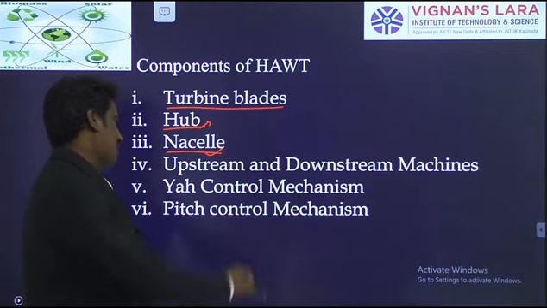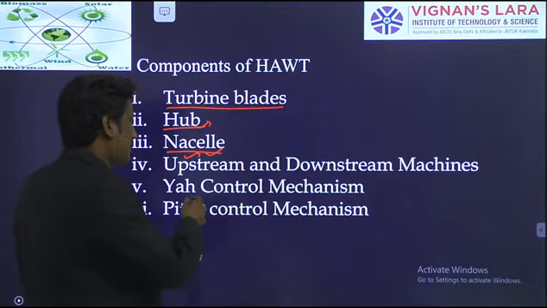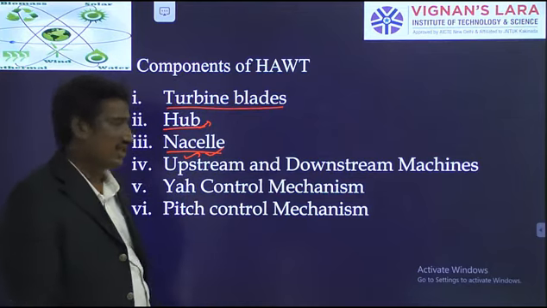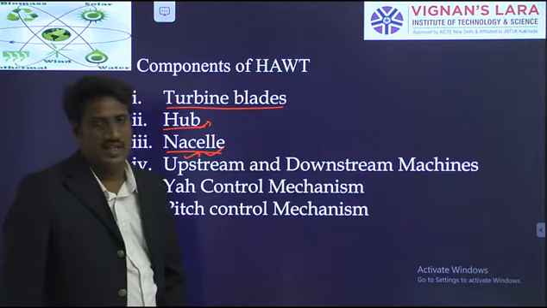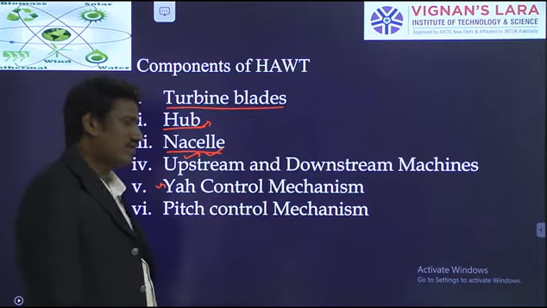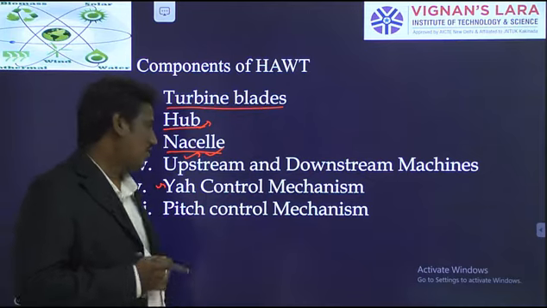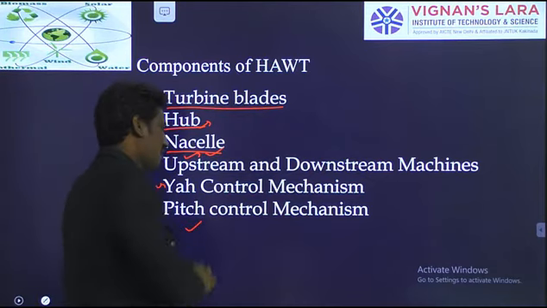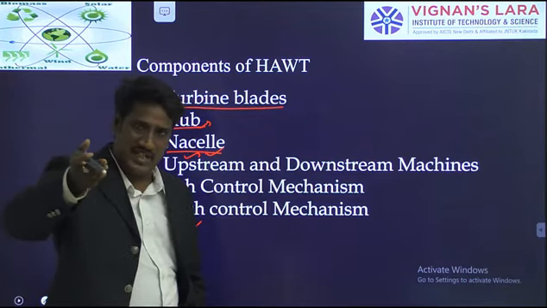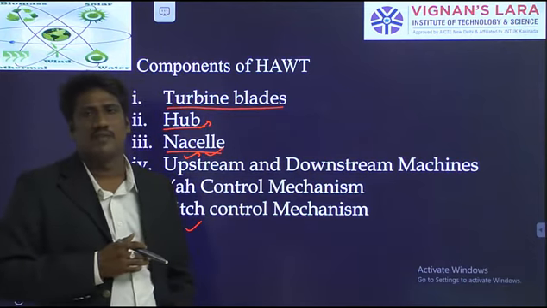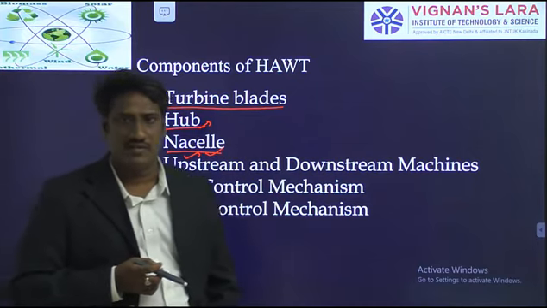Upstream and downstream machines: based on the wind direction we will have upstream and downstream machines, which we will discuss. Yaw control mechanism: the nacelle can rotate a total of 360 degrees. The yaw control mechanism is used to continuously rotate the head or nacelle. Next, the pitch control mechanism: the turbine blade pitch can be controlled in order to receive the maximum amount of force from the wind.